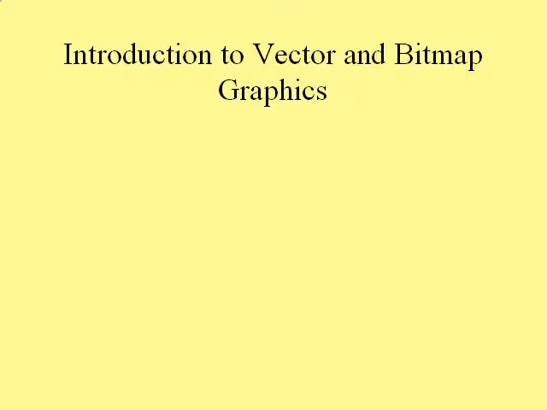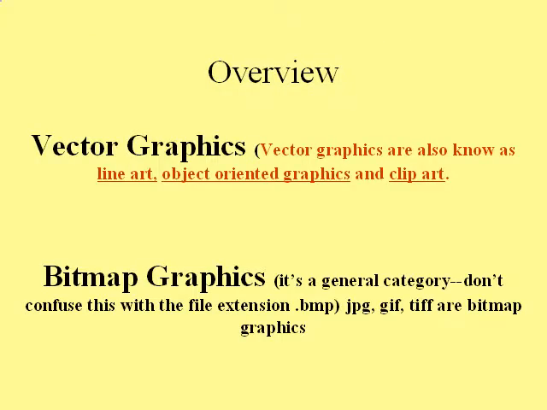Okay, this is an overview of the two types of graphics used on computers: vector graphics and bitmap graphics. Vector graphics are also known as line art, object-oriented graphics, and clip art. Bitmap graphics is a general category; don't confuse it with the file extension BMP. JPEGs, GIFs, and TIFFs are bitmap graphics.